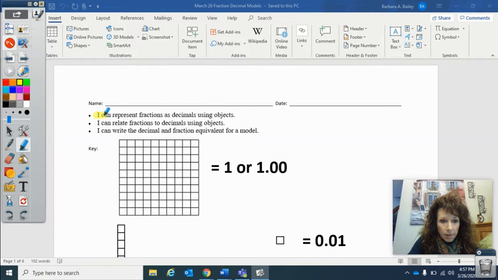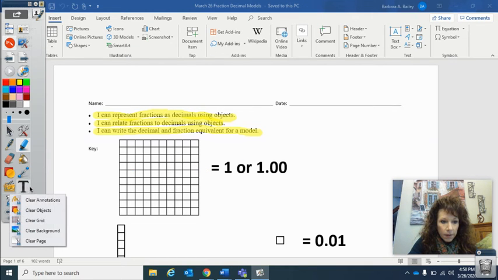These are our learning goals that we should be able to do at the end of this lesson. I can represent fractions as decimals and decimals using objects. I can relate fractions to decimals using objects. And I can write the decimal and fraction equivalent for a model. Okay, and we know that we've talked about models being just pictures that don't have numbers, but they represent a number.